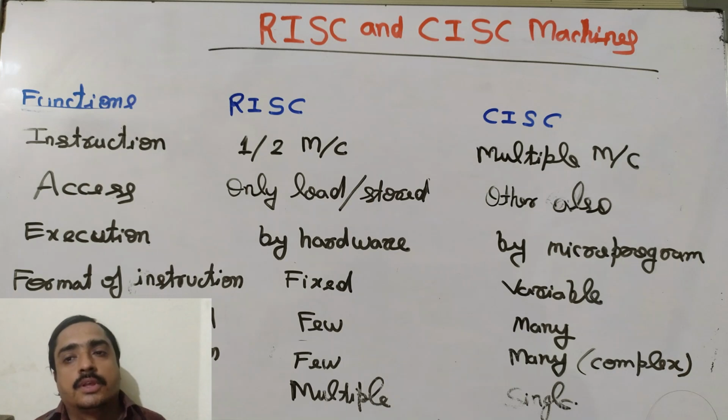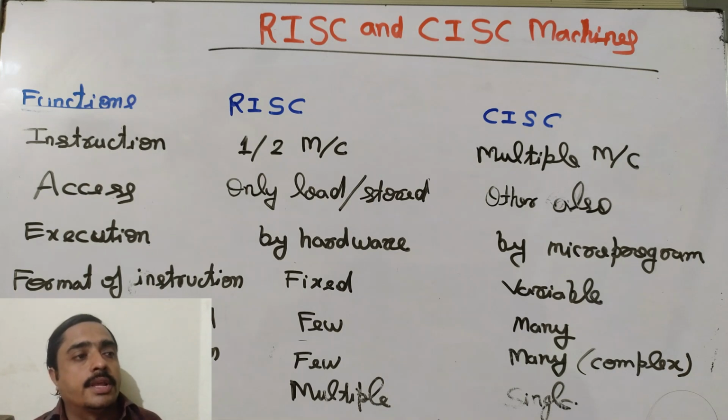The next function is execution, meaning how an instruction is executed in both types of microcontrollers. In RISC it is executed by hardware, and in CISC it is executed by microprogram. There is a microprogram available in CISC type, meaning the 8051, which I explained is the example of CISC. A microprogram is available for the execution purpose in the CISC microcontroller.